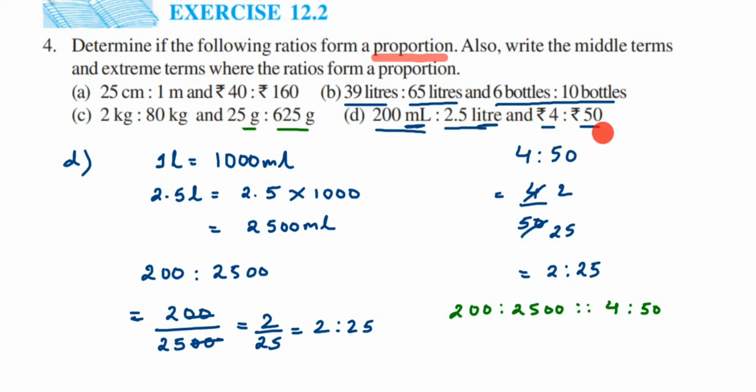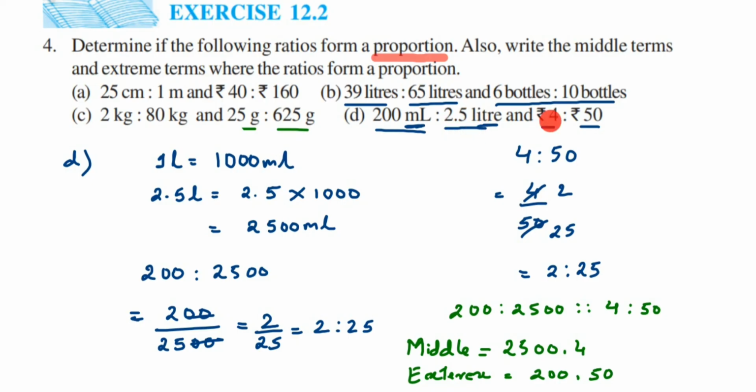I hope it's clear. In the second question and third question, you can see they're already in the same unit, so if you don't write the units, that's okay. But in the first question and last question, when you're writing the middle terms and extreme terms, if you're using the converted one, like I have converted 2.5 liter into 2500 milliliter, then the middle terms will be 2500 and 4, and the extreme terms will be 200 and 50. This is after converting. If you're writing from the question, then it will become 2.5 liter and rupees 4. You have to mention the units because it's different here.